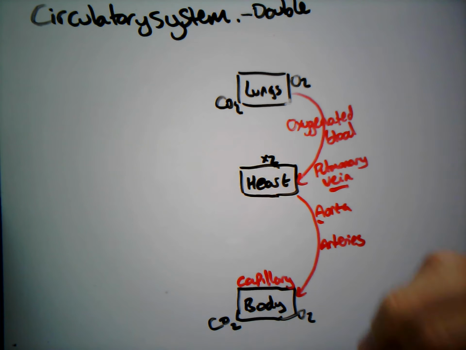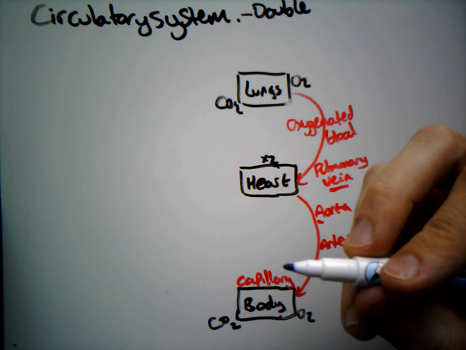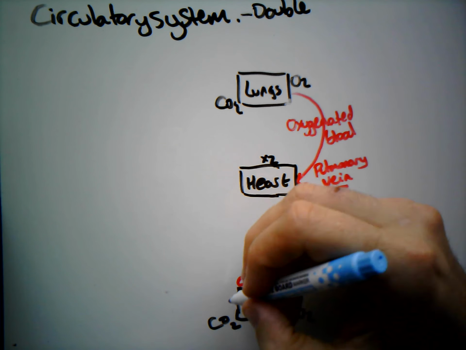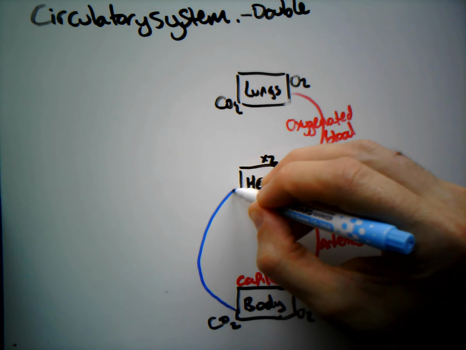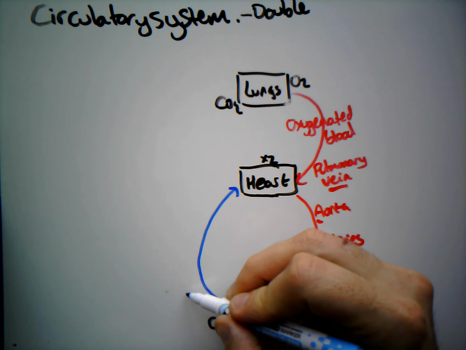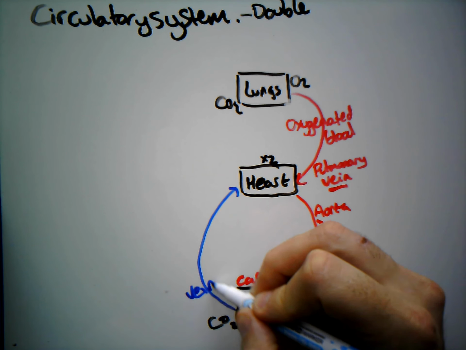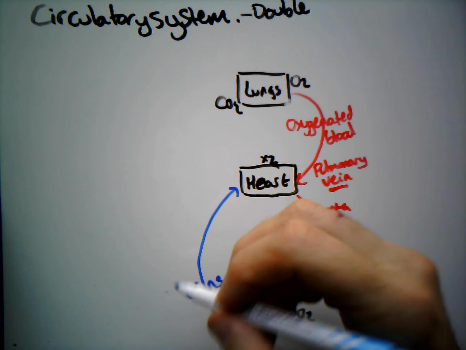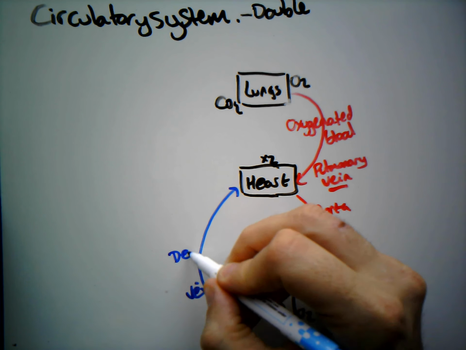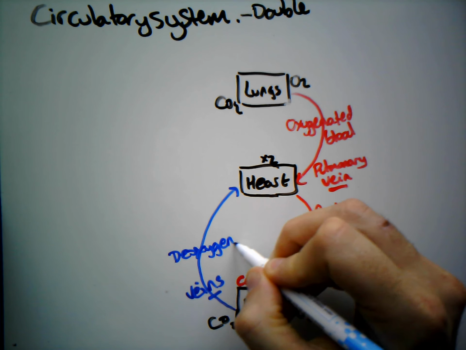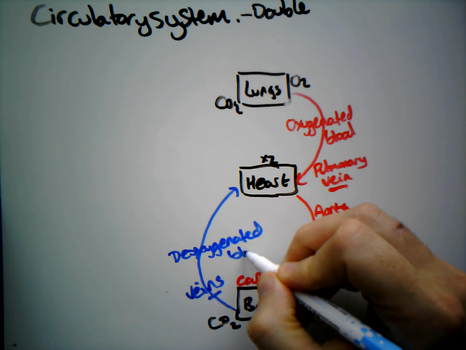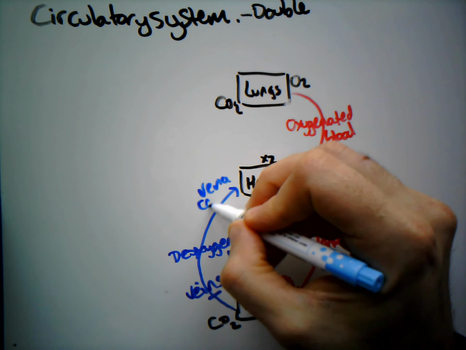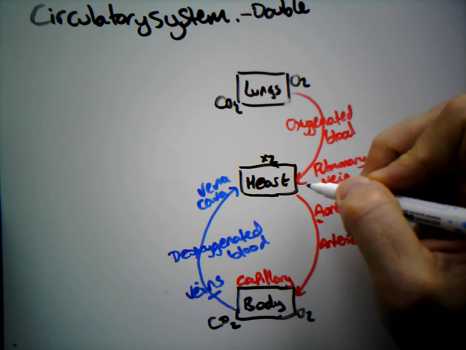Now it's in our blood, so we're going to use a blue pen to show it's deoxygenated. It's generally what we use in diagrams. So that's going to go to the heart. So this is going to be through our veins. Veins go into the heart because they have "in" in the name, so that's a way to remember it. It's going to be deoxygenated blood, and it's eventually going to reach a vein called the vena cava, which is the main vein into the heart.